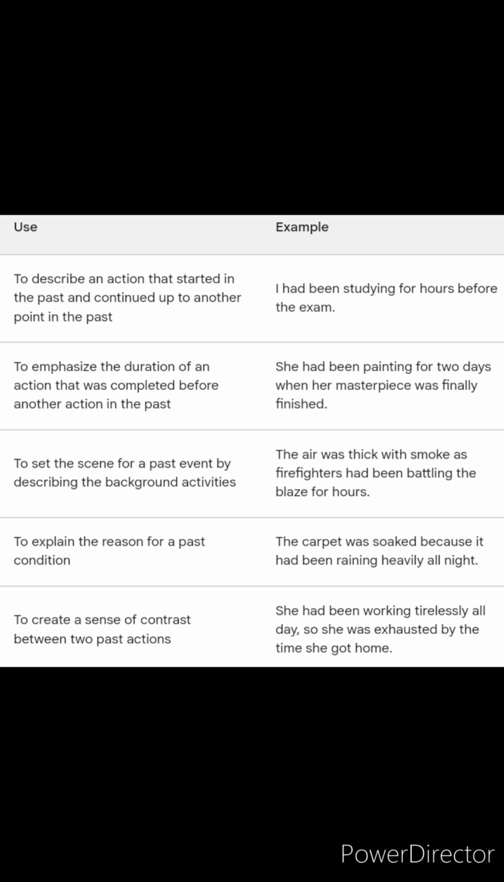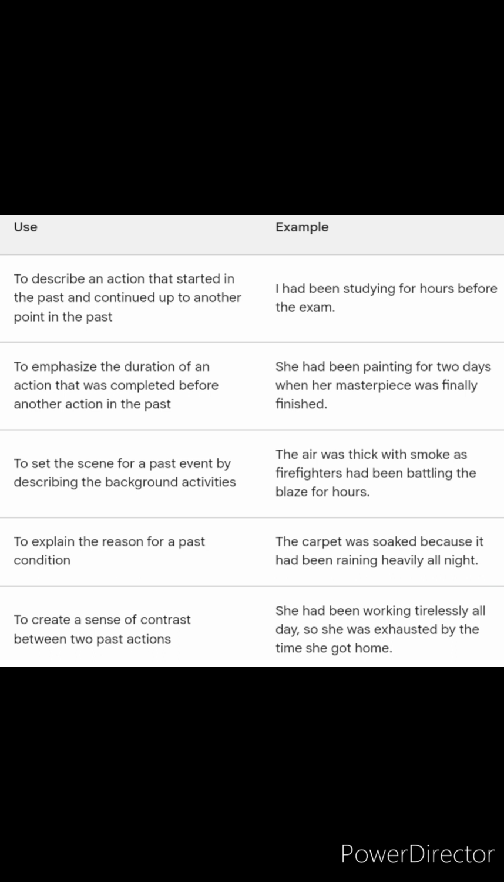First, to describe an action that started in the past and continued up to another point in the past. I had been studying for hours before the exam. To emphasize the duration of an action that was completed before another action in the past. She had been painting for 2 days when her masterpiece was finally finished. To set the scene for a past event by describing the background activities. The air was thick with smoke as firefighters had been battling the blaze for hours.